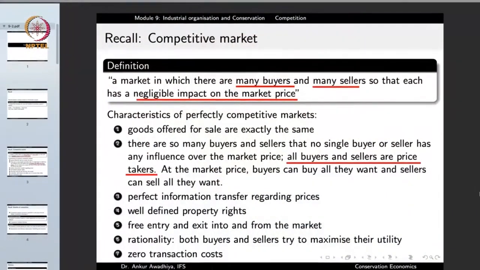Then another characteristic is perfect information transfer regarding prices, which means that the buyers and the sellers know at all times what are the prevailing market prices. Now, this is very important because the buyer is not spending time and energy and effort in finding out at what rate different sellers are selling the things. So he gets this information in an instant. So this is an assumption that we make in the case of a competitive market.